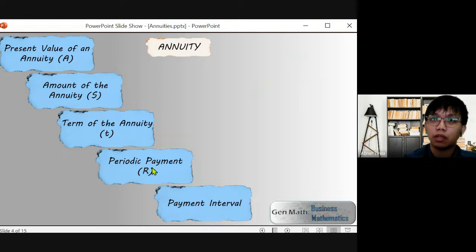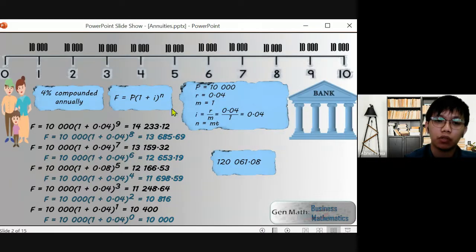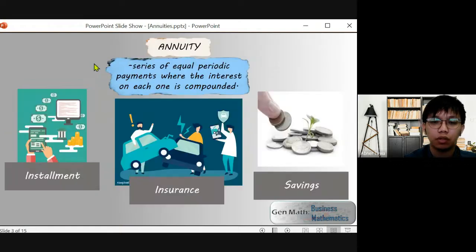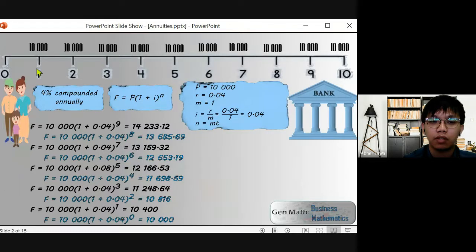And the periodic payment, that is sometimes symbolized as capital letter R. But for some references, ang ginagamit nila is PMT, capital letters PMT. Yan yung periodic payment. Yung periodic payment natin dito sa problem natin is yung 10,000 pesos na to. Ibig sabihin ito yung binabayad natin every period or every given period. Yung payment interval dito sa problem natin, that is every year. Kasi yung payment natin dito sa problem na to ginagawa every year. Ibig sabihin yan yung payment interval.